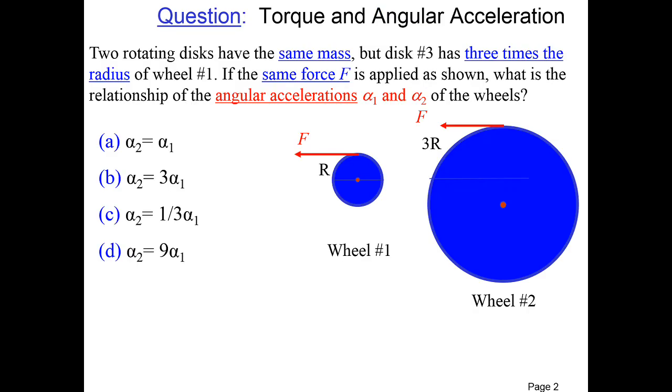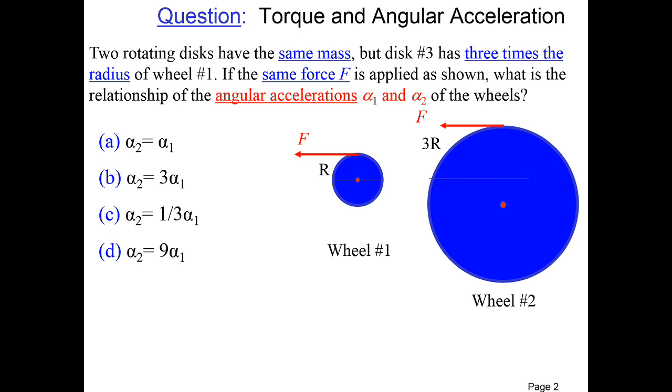Okay, so let's look at a problem. We have two rotating disks here that have the same mass, but disk number 2 has 3 times the radius of wheel number 1. If the same force is applied as shown, then what is the relationship between the angular accelerations, alpha 1 and alpha 2, of the wheels? Alright, so there are two things to keep in mind here. How does the torque change, and how does the moment of inertia change?